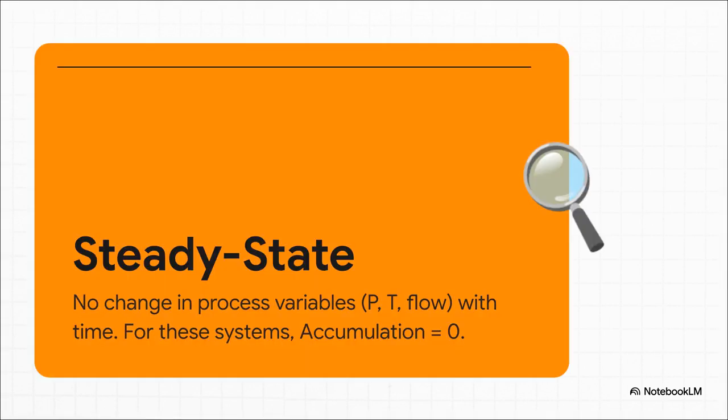Now this leads to a super useful shortcut called steady state. Think back to that factory that's running smoothly, 24/7. Nothing's building up inside the pipes, nothing's running dry. That means the accumulation is zero. And suddenly our big equation gets way simpler. It just becomes everything going in must equal everything going out.